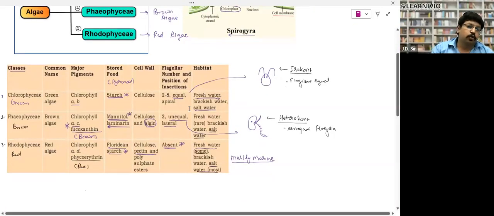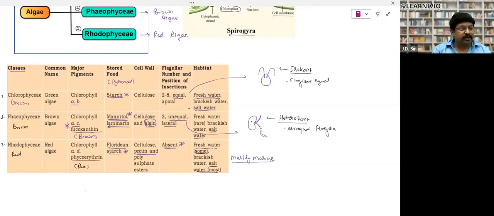Now, Siddhika, you have to learn this complete chart, which is given in your NCERT, by heart, because the maximum questions will be from here. What are the pigments in the green algae? Chlorophyll A and B. Brown algae: A and C, and fucoxanthin. Fucoxanthin is a pigment which gives the brown color to brown algae. Red algae: chlorophyll A and D, and phycoerythrin, which gives the red color, right? So the first thing which is important for you, Siddhika, with respect to the NEET, is this pigment, right? Pigments are very important. You will see the question in previous year question papers.